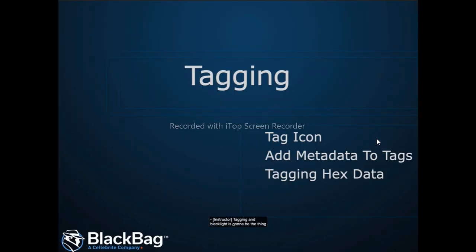Tagging in BlackLight is going to be the thing that you utilize as an examiner and an end user for "I want to look at this later" or "I want to include this in my report," so that when you make that final product, they will know what you were trying to show them about the evidence that you spent all this time analyzing and processing.